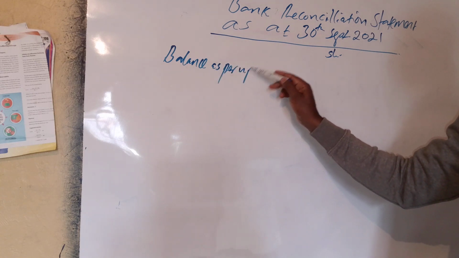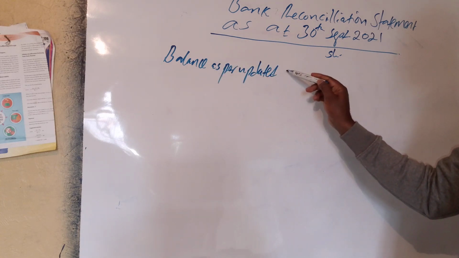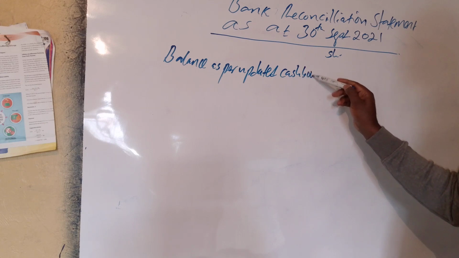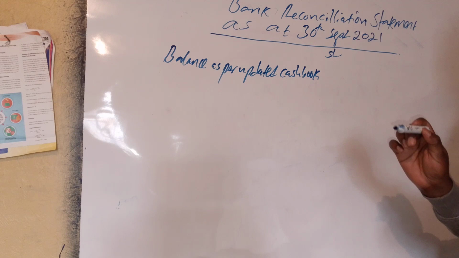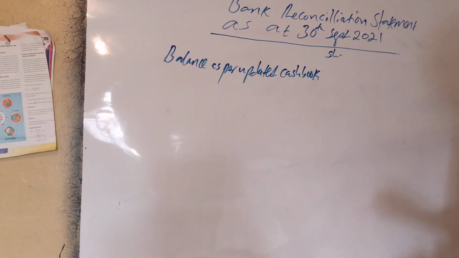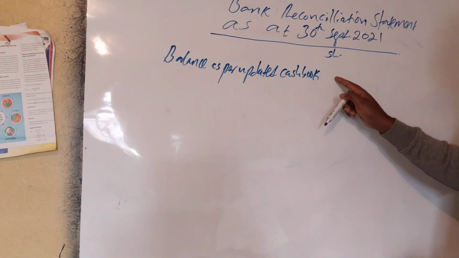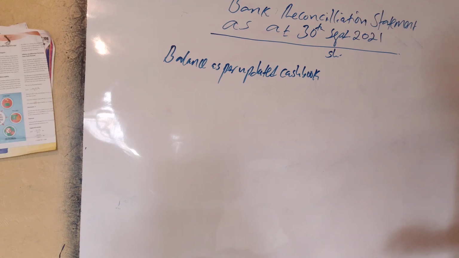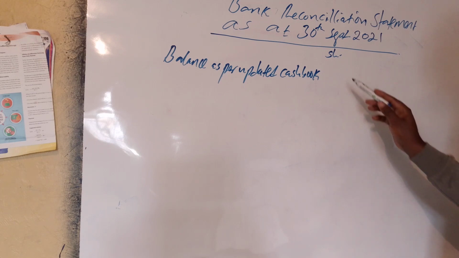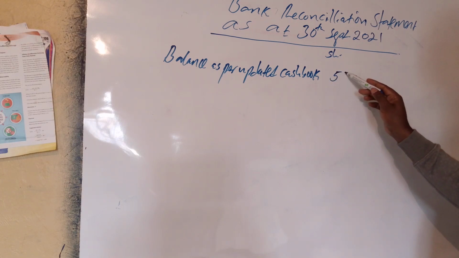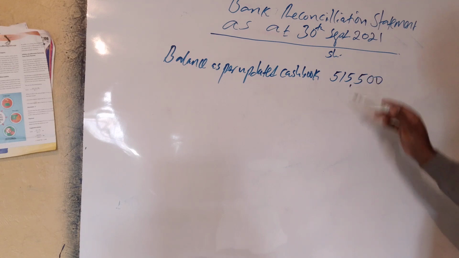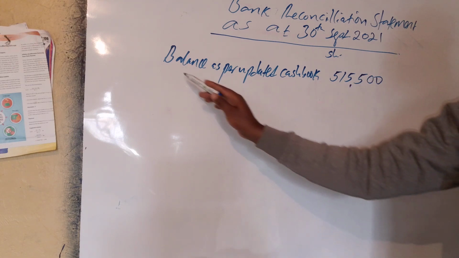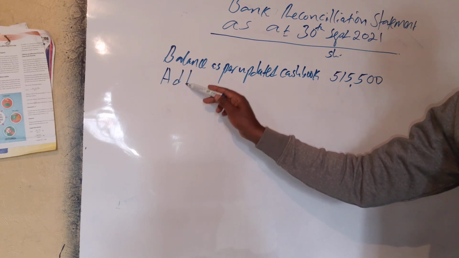We start with the balance as per updated cash book. That balance that we have computed, the balance carried forward, is the one we started with here. In that balance, it is 515,500. Then we come here and say add.